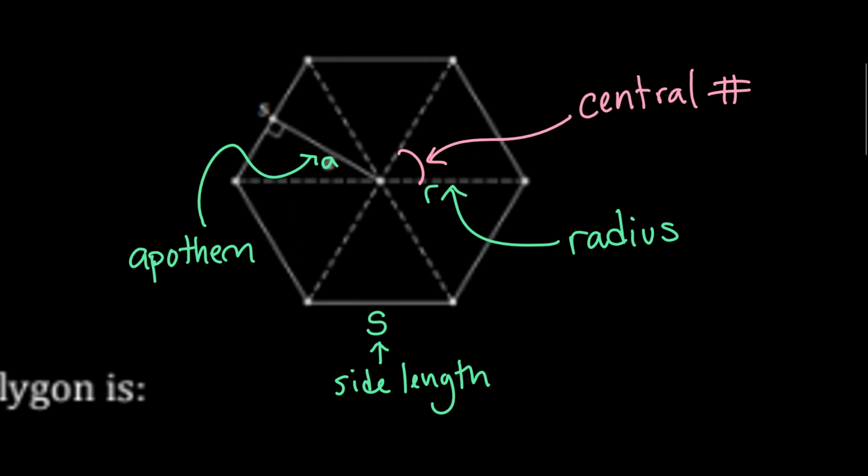Now, even if they don't give us any numbers in a polygon, we can always find the central angle measure. How? In the center of a polygon, we know that those angles have to add up to 360. So if we take 360 and divide it by the number of sides, this will give us the central angle measure. And if you've forgotten, n is the number of sides.